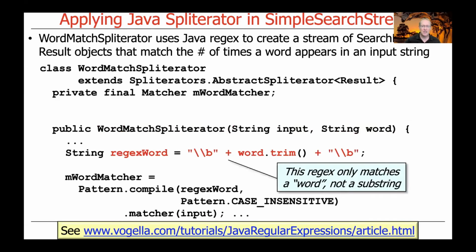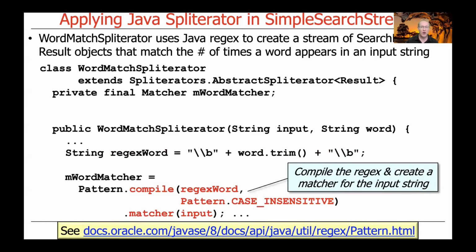The first thing it does is take the word and trim out any trailing or leading white space, and then it puts some regular expression tags at the beginning and end. These tags basically say, only find matches that match exactly. In other words, don't look for substrings. Don't look for the word "do" in an input word like "does". That wouldn't match. So only look for things that are exact matches.